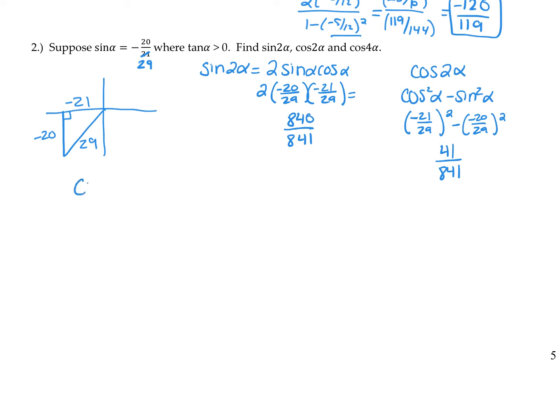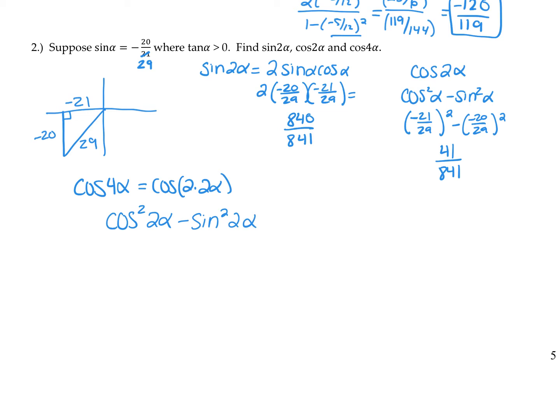Now this last one, they want me to find cosine of 4 alpha. Really, I'm finding cosine of 2 times 2 alpha. And so if I think about what cosine of 2 alpha looks like, that's cosine squared 2 alpha minus sine squared 2 alpha.